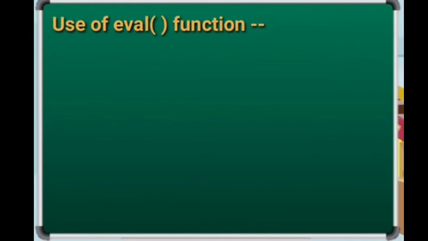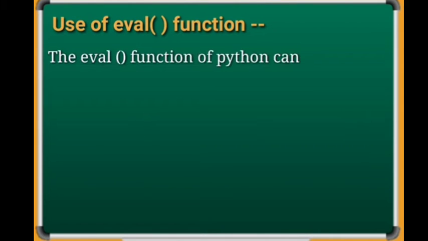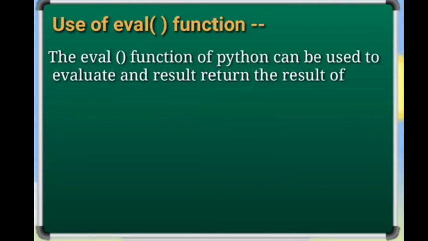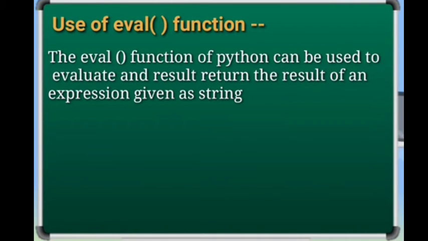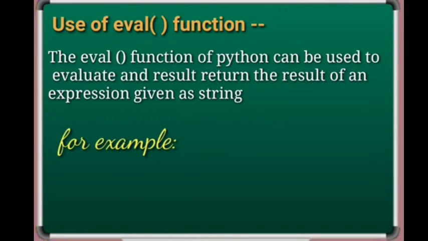Alright, now let us look into one more function in Python, which is the eval function. The eval function is basically used to evaluate and return the result of a particular expression which is written as a string. For example, if I use eval to add two numbers which are represented as a string, they will be added. However, if you do not use eval, the interpreter will give you an error.